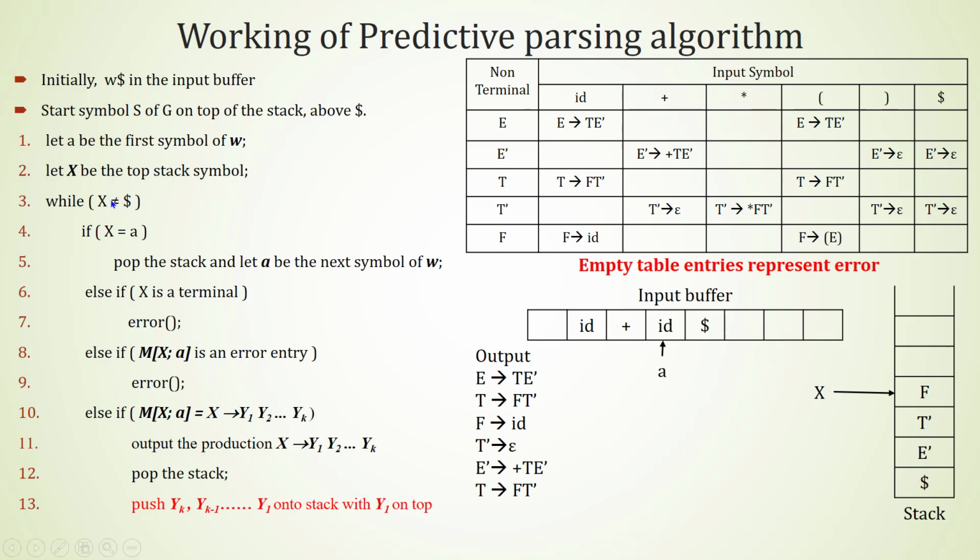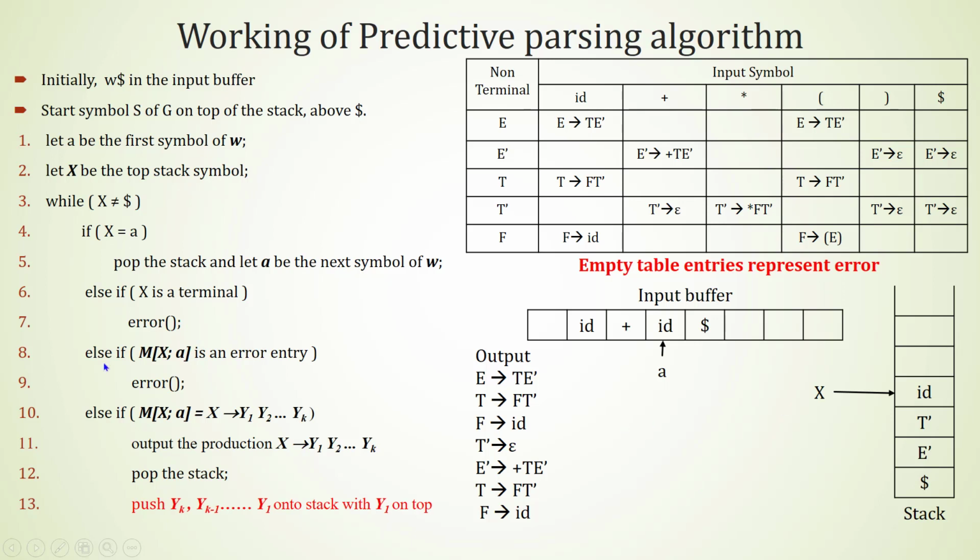This while condition is true because x is f, which is not dollar. X equal to a is false, x is a terminal is false. The entry f comma id. F comma id contains an entry, so this one is also false. But this condition is true, so that production will be printed. So f gives id is printed. Then pop the stack, so f will be removed from the stack. Push the production to the stack. So this id will be pushed to the stack.